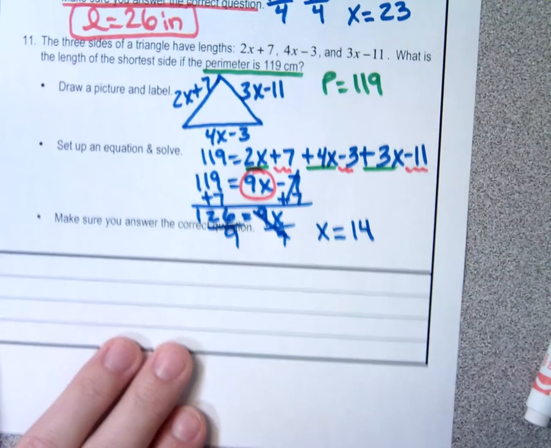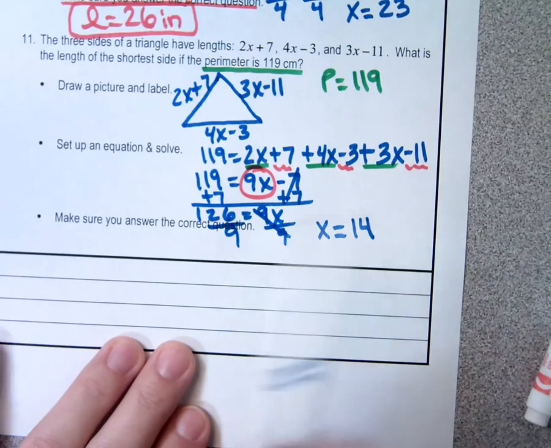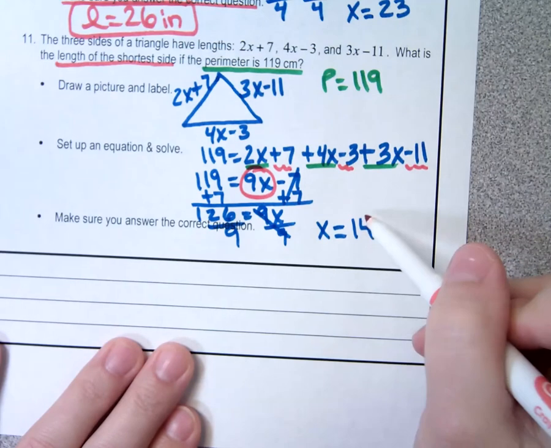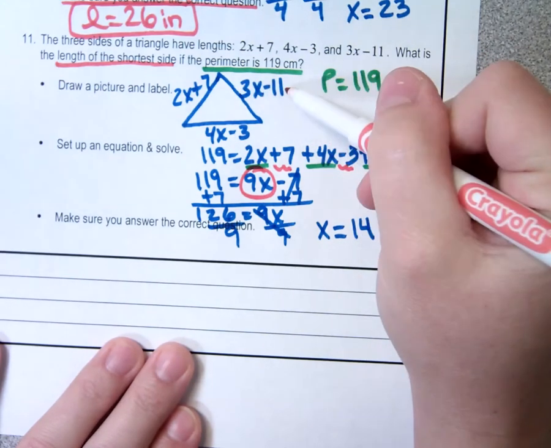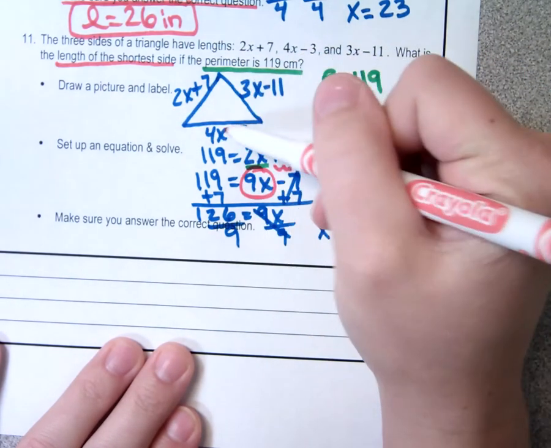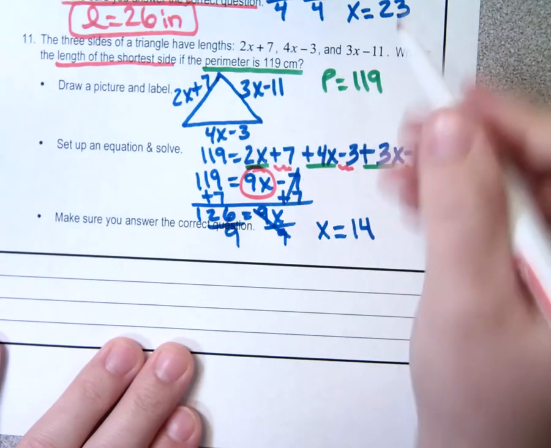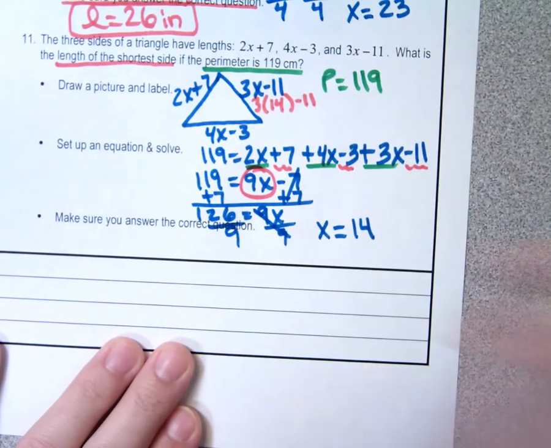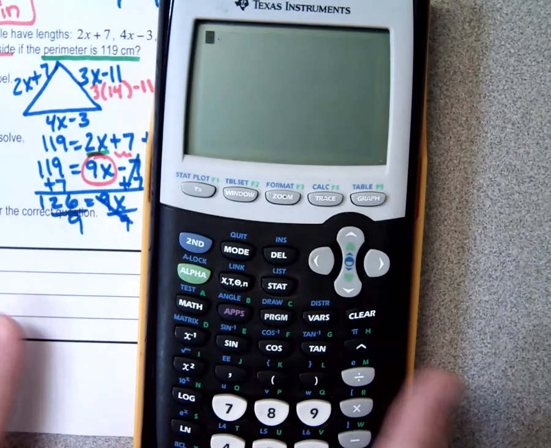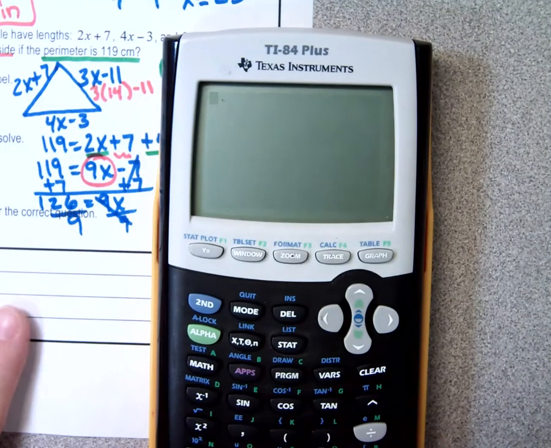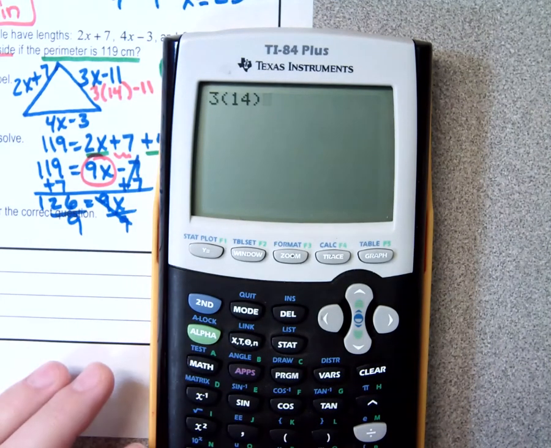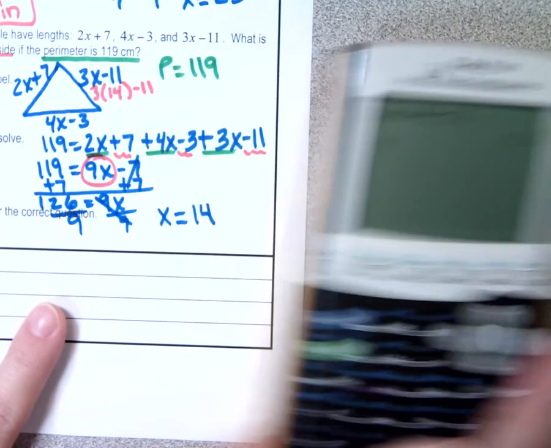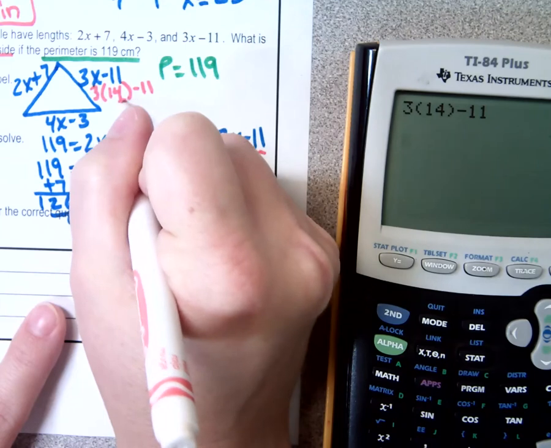Now, let's look at what they were asking. It says, what is the length of the shortest side? Well, I need to plug this 14 into each x, see how long each side is. So if I put 14 into this x, I need to calculate how long that is. I'm just going to grab the calculator. So I'm going to take the 3 times the 14 and subtract the 11. And that makes that side 31. And that is in centimeters.